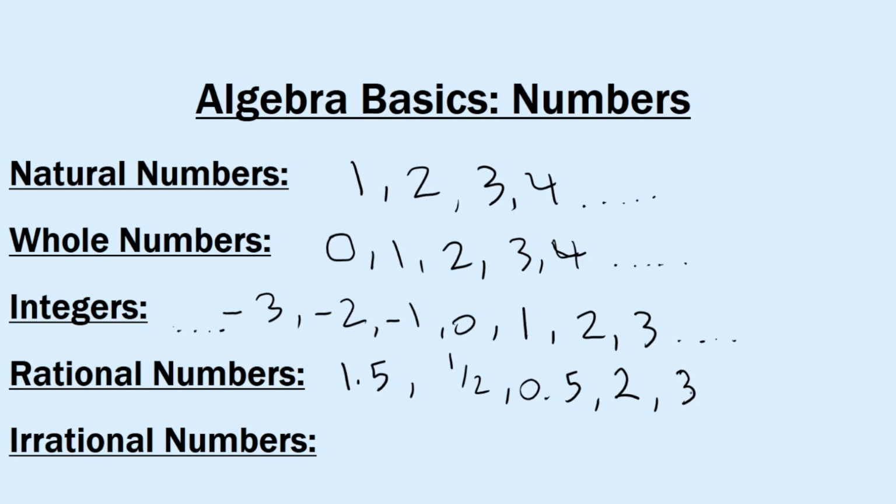Rational numbers are basically any number that could be written as a fraction. So, for example, 3 is a rational number because it can be written as 3 over 1. 0.5 is a rational number because it can be written as 1 over 2. So if a number can be written as a fraction with a whole number numerator and denominator, then it's a rational number.